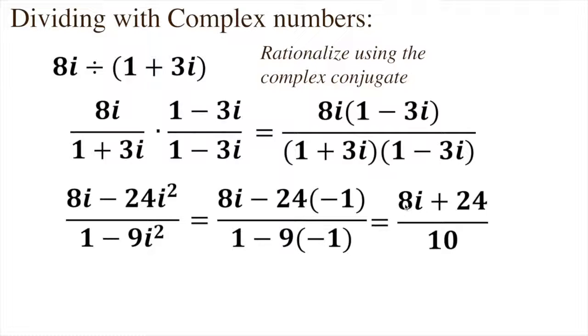Now I look here and I say, okay, what can go into all three of these numbers? 8i, 24, and 10. Well, 2 can go into all of those. So that would leave me 4i, 6, and 5.